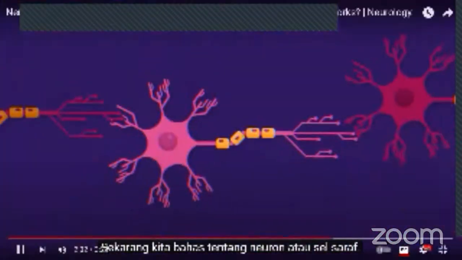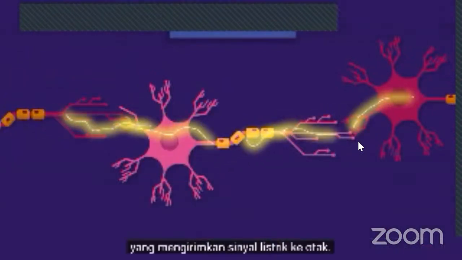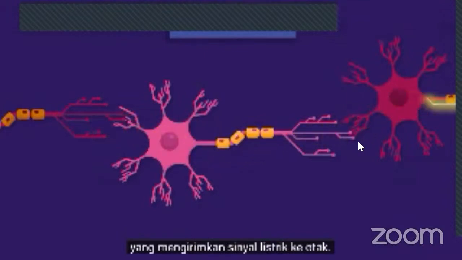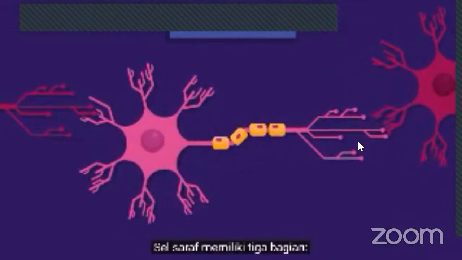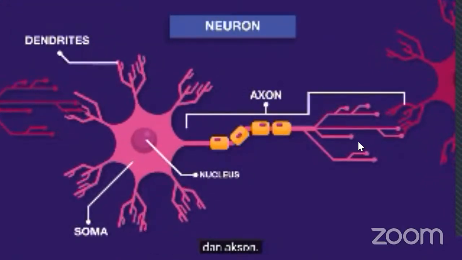Here you hear the word neuron. Neuron is the basic unit of nervous system. It is the nerve cell which transmit electrical signals to brain. A neuron has three parts: dendrites, soma or cell body, and axon.